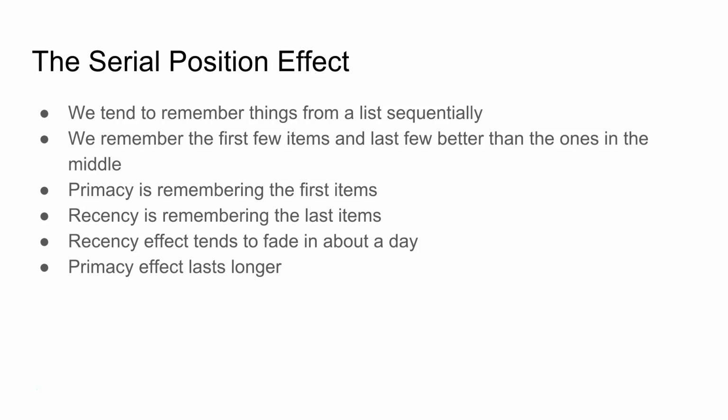And recency lasts about a day. So things that we recall from recency stick around in that short-term memory for about a day or whatever. But the primacy effect lasts longer. So the things at the beginning of the list we recall longer than the things at the end of the list because we encounter them first and those sorts of things.